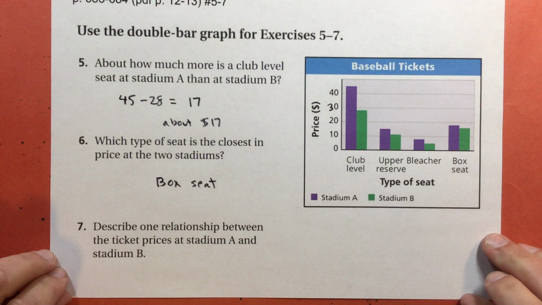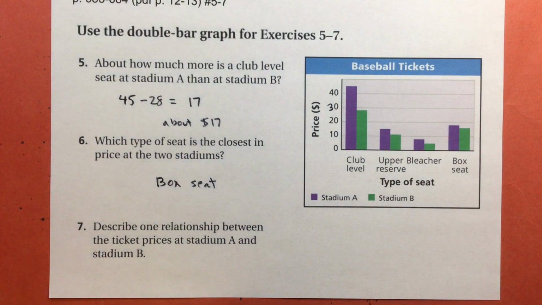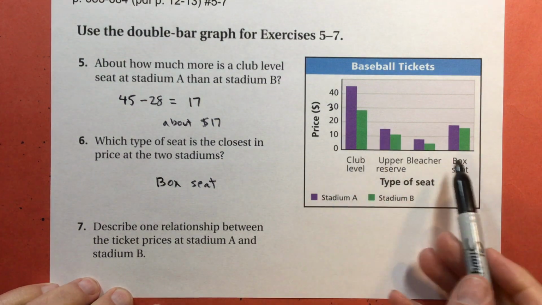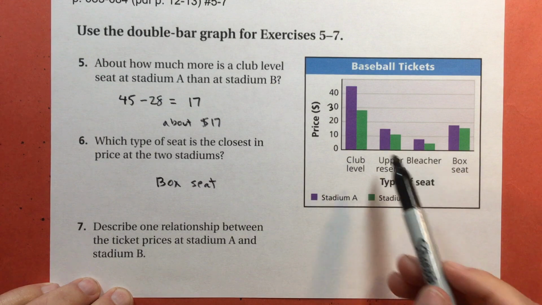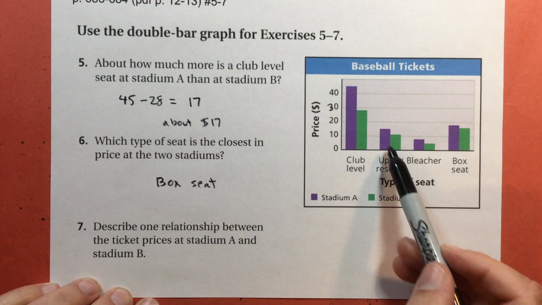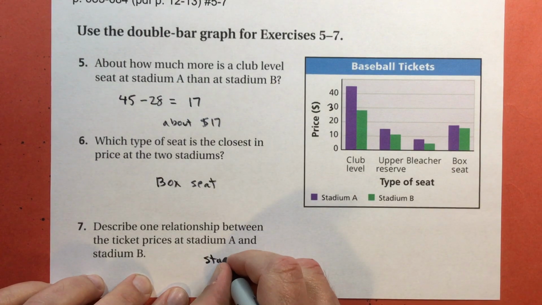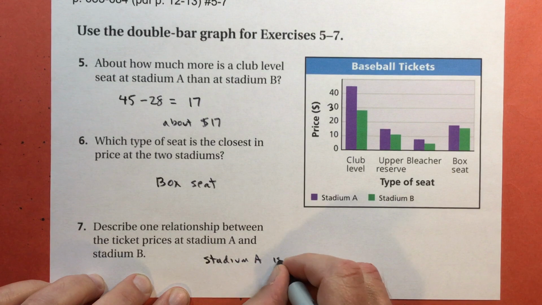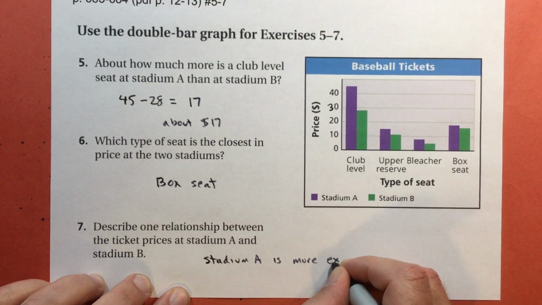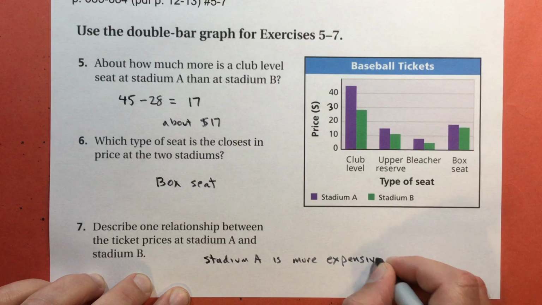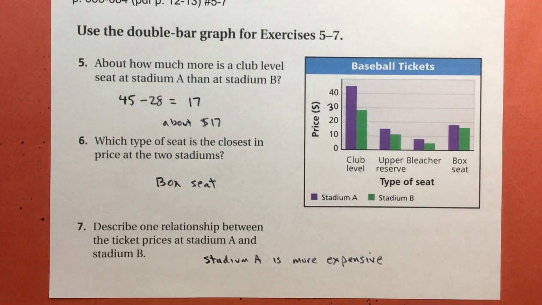Finally, I'll move it up so you can see it. Describe one relationship between the ticket prices at Stadium A and Stadium B. There's probably a lot of things I can see from the data, but the obvious thing that sticks out is that every purple bar is greater than every green. Every purple bar for each level is greater than its green bar partner. So that means that I think Stadium A is more expensive. Doesn't matter which seat that you get, compared to the same type of seat in the other stadium, it's going to be more expensive.